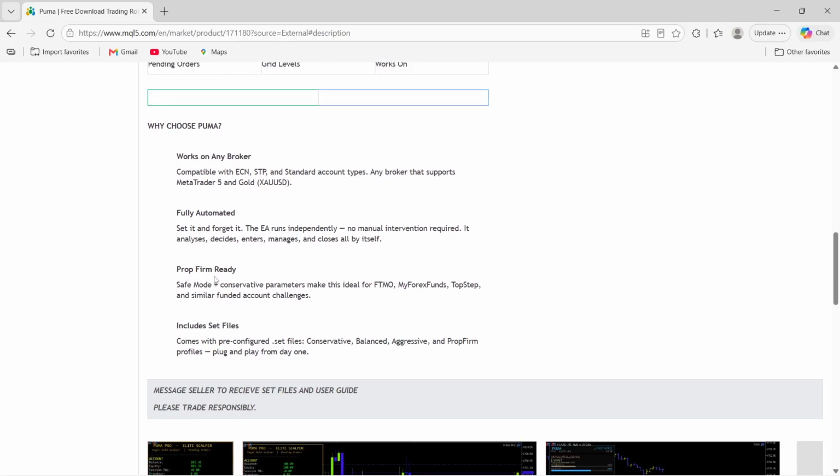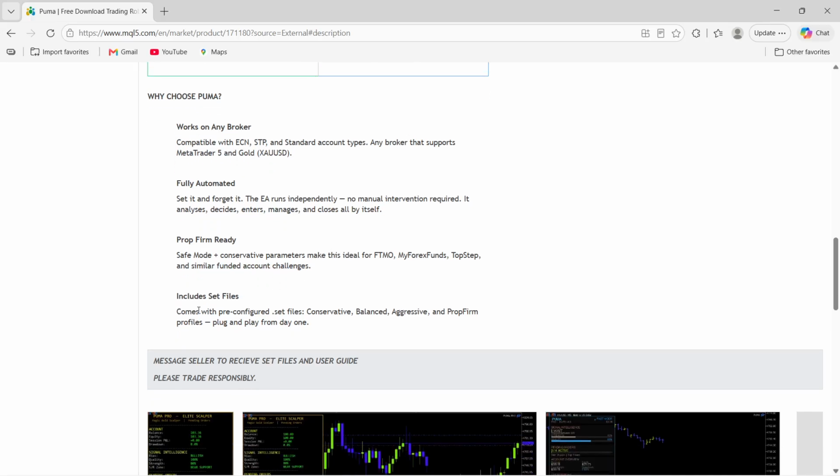So, according to him, it is also prop firm ready. The safe mode plus conservative parameters make this ideal for FTMO, MyForexFunds, TopStep, and similar funded account challenges. It includes set files as well, with pre-configured set files: conservative, balanced, aggressive, and prop firm profiles. Plug and play from day one.